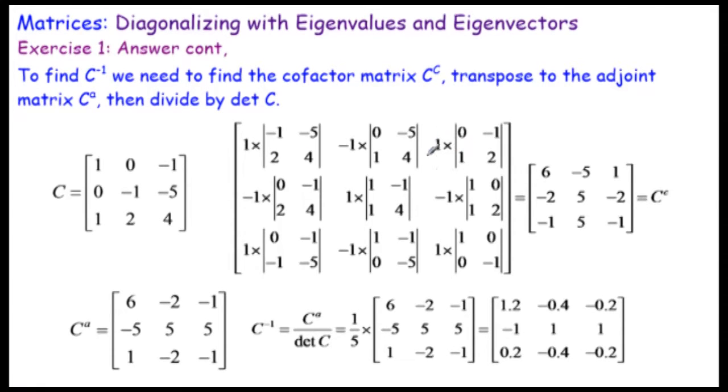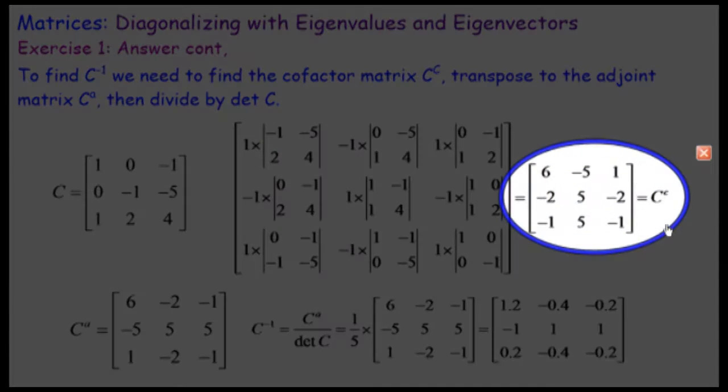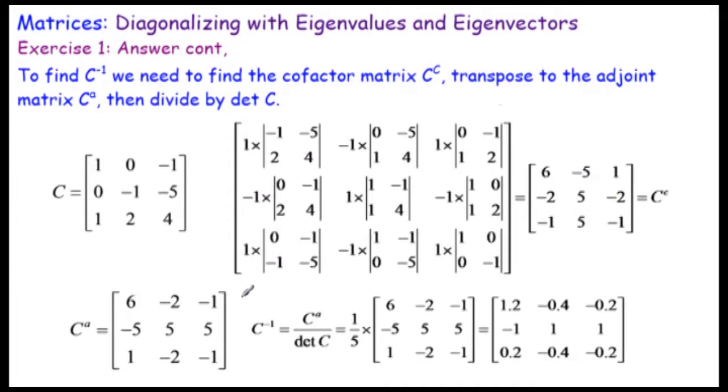Eventually, you form what's called the cofactor matrix by forming the cofactors of each of the elements in the original matrix C, which was coming from the eigenvectors. Actually, those vectors came from the eigenvalues for the particular matrix A. So we form the cofactor matrix here. This is the cofactor matrix C to the power C. Now we have to transpose the rows and the columns to form what's called the adjoint matrix. So we transpose it to get the adjoint matrix C to the power A.